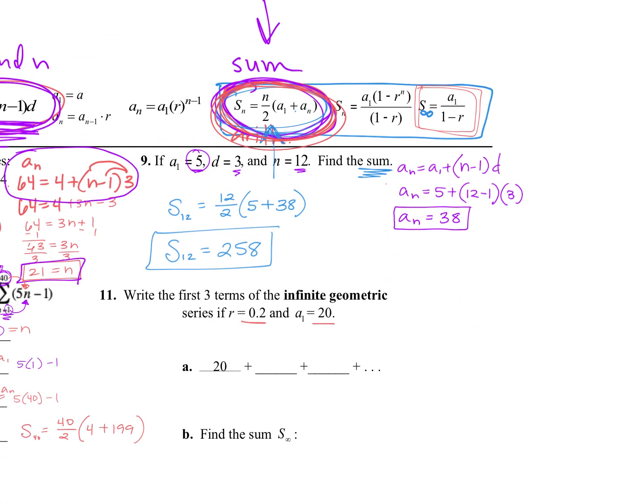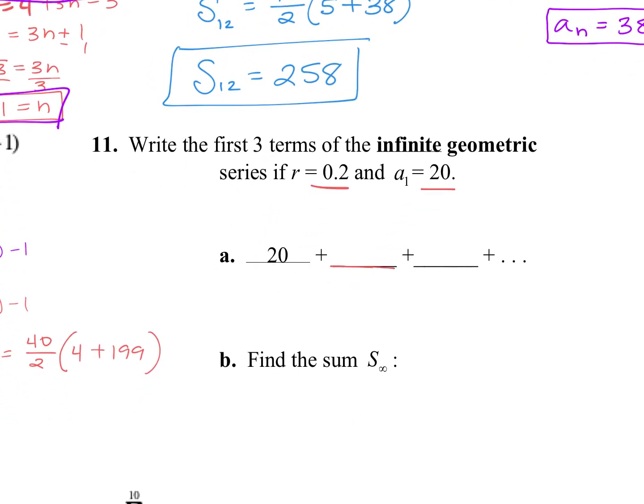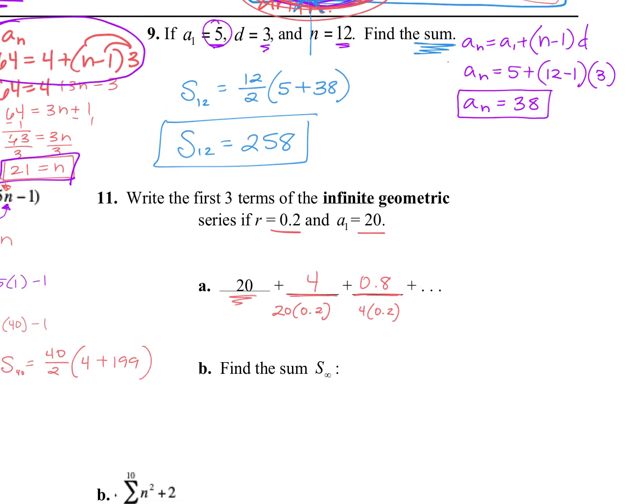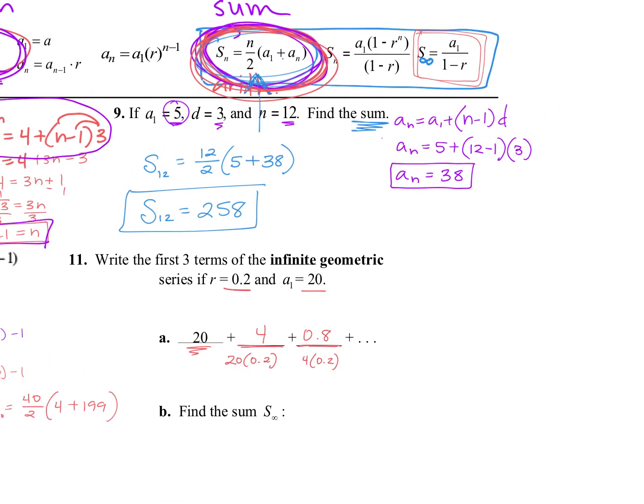Well, first of all, how do you find the next 2 terms? If we start at 20, how do you find the next term? Multiply by 0.2. So 20 times 0.2 gives you 4. And then do it again. 4 times 0.2 gives you 0.8. Okay? The sum is going to be plugging into this one.